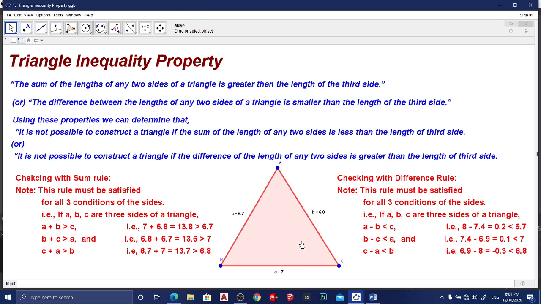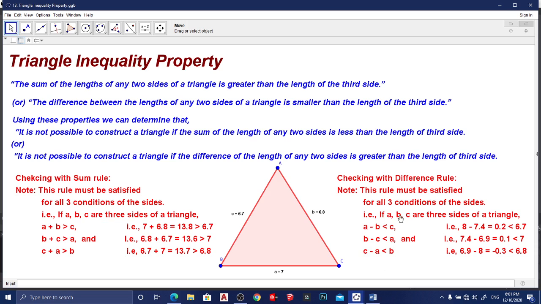So if we take A, B, C as the three sides, cyclically, the difference between A and B should be less than C, which is A minus B is less than C. This is the first condition. The second condition is B minus C should be less than A. This is the second condition. The third one is C minus A should be less than B.